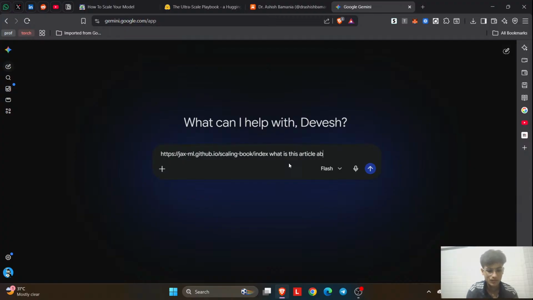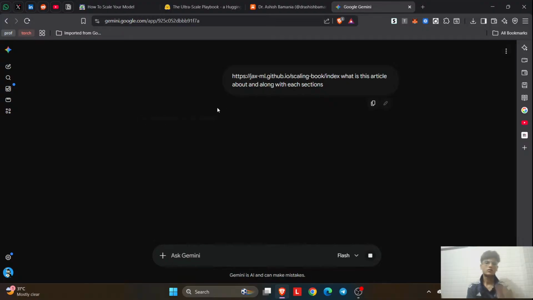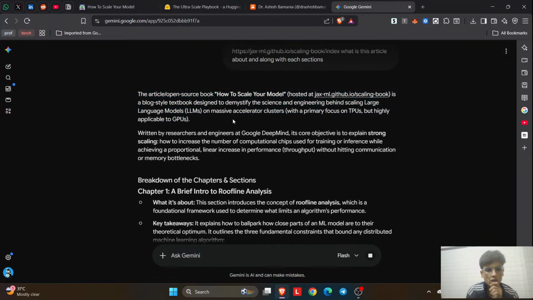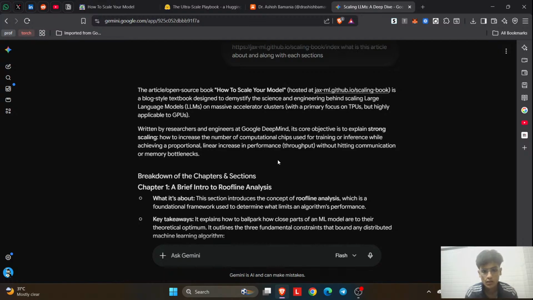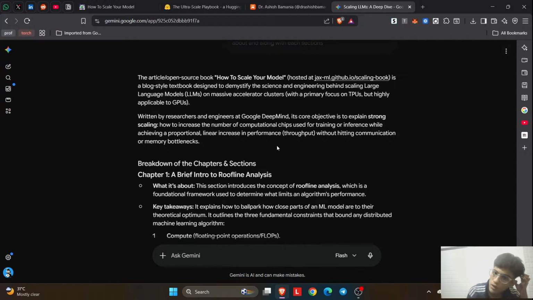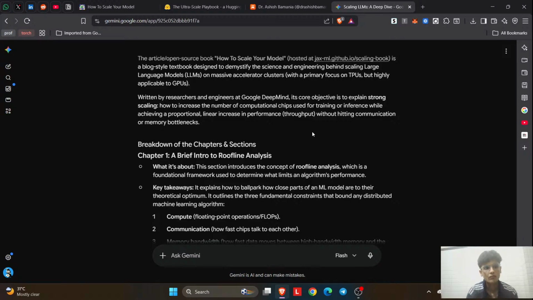The article, open source, how to scale your model, is a textbook designed to demystify the science and engineering of scaling large language models on accelerators. Written by researchers and engineers at Google DeepMind. Its core objective is to explain strong scaling: how to increase the number of computational chips used for training or inference while achieving a proportional, linear increase in performance.